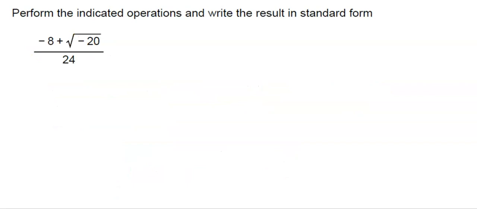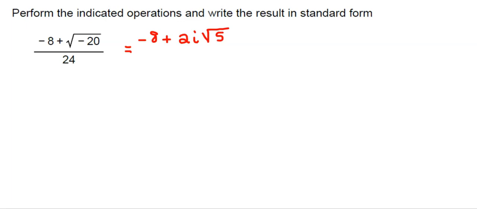For the next problem, we're going to do this division and write the result in standard form. The thing to notice is that we do have a negative number underneath that square root. So we are going to have an i as part of our answer. In fact, let's deal with that right now. So when we look at negative 20, 20 has a factor of 4 in it, which is a perfect square. The square root of 4 is 2. And it has a factor of negative 1. Square root of negative 1 is i. The leftover factors would be just a 5.